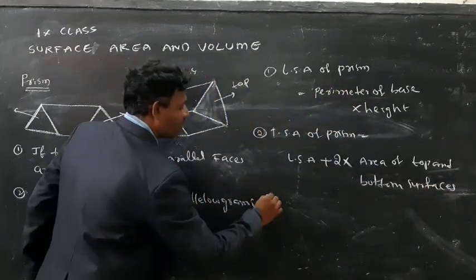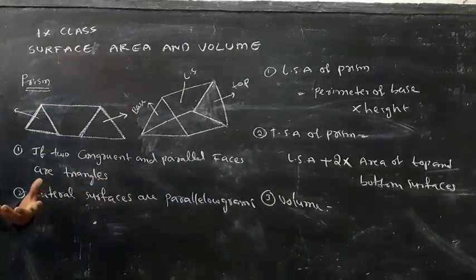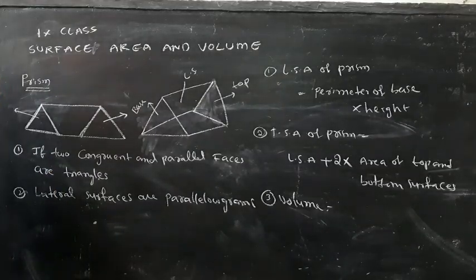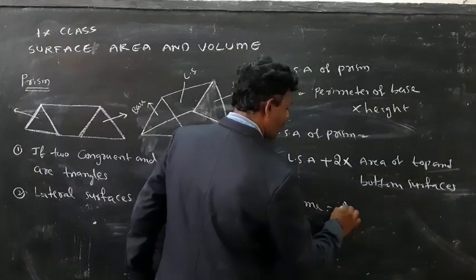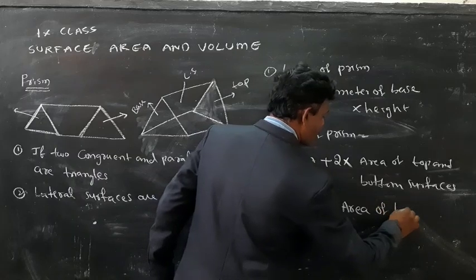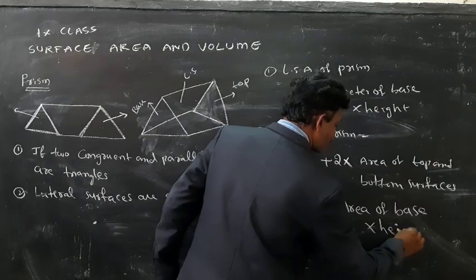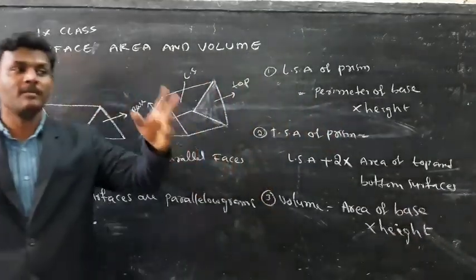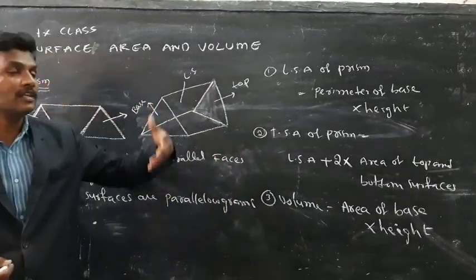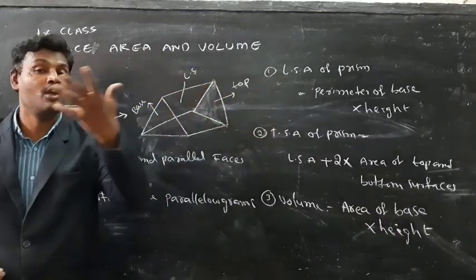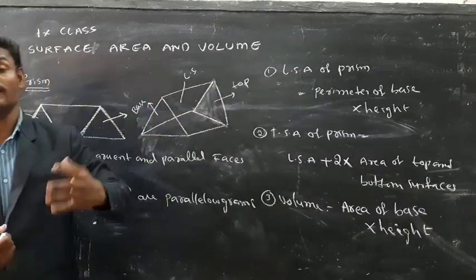Next, third one, volume of the prism. To find the volume of a prism, the formula is area of the base into height. Area of the base means we can take according to the shape of the triangle. If it is in the shape of a scalene triangle, we have to take the area of the scalene triangle. If it is in the shape of an equilateral triangle, we have to take the area of the equilateral triangle.